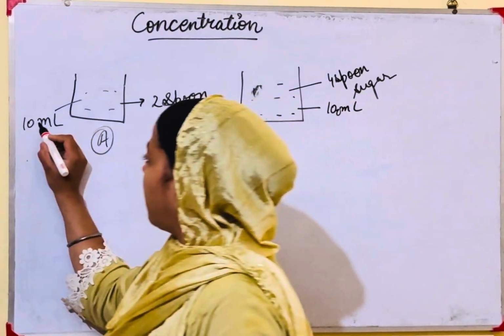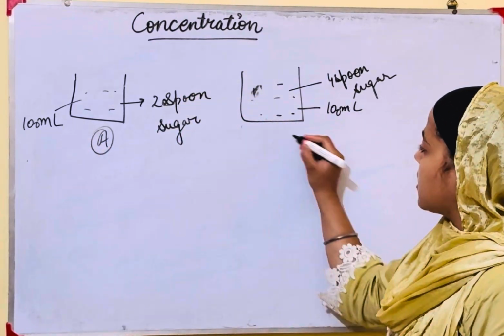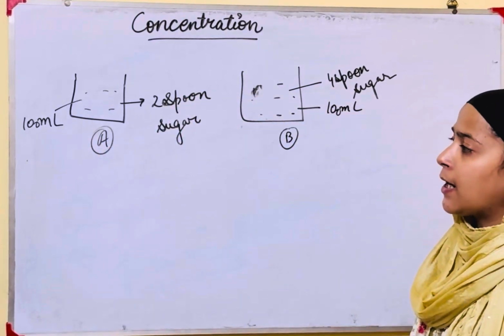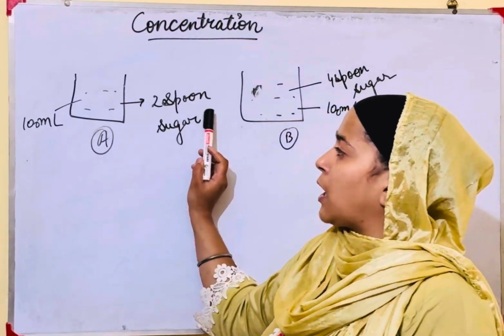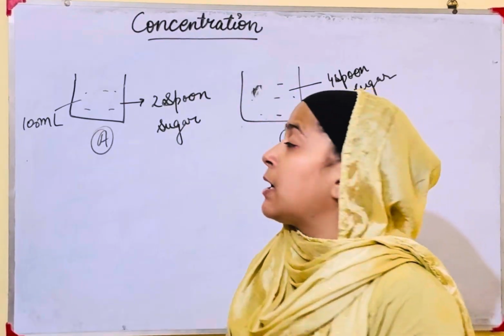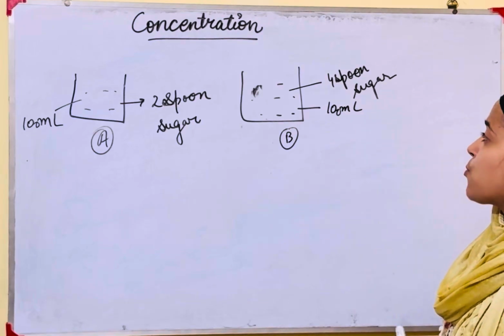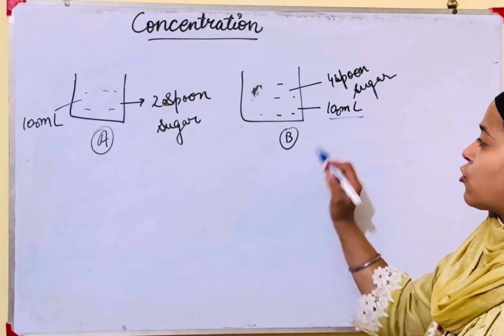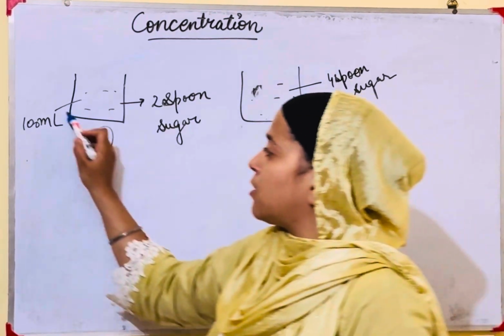We have taken 100 ml. Now consider A and B case. In A, there are 2 spoons in 100 ml solution. And here is 4 spoons of sugar in 100 ml solution. Here 100 ml is constant.